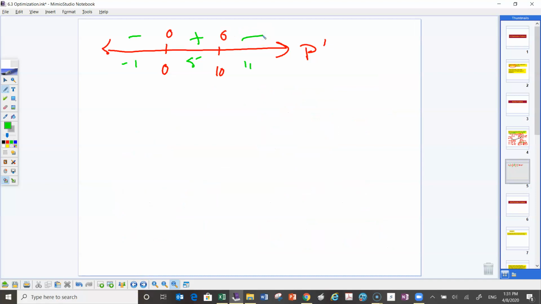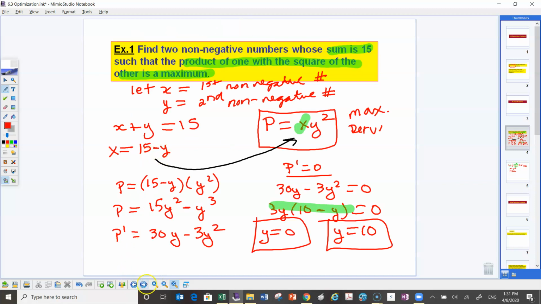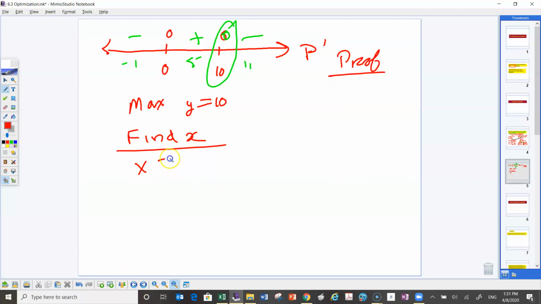And now we want to look for a relative max. The relative max happens where the derivative changes from positive to negative. So it's changing at 10. So I get a maximum at y equals 10. And this is my proof that y equals 10 is a maximum. So I found my first number. Now I need to find the other number, x. If I go back to the first equation, I have x equals 15 minus y. So x is equal to 15 minus 10. Therefore x is equal to 5.